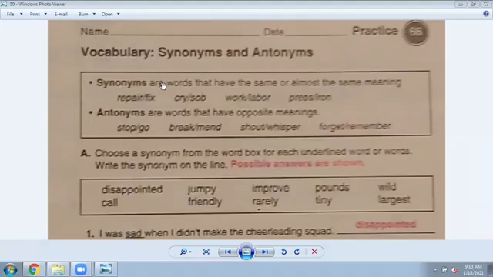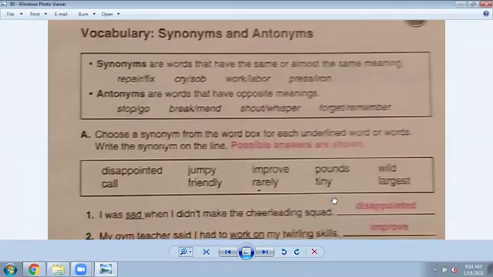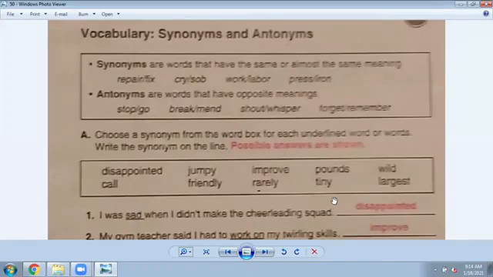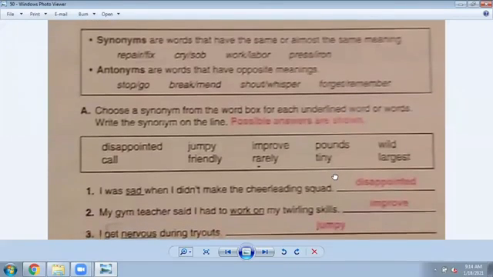Number three. Gotta find some names of people we haven't heard. All right, how about you do number three? I get nervous during tryouts. Which word is a synonym for nervous? Improve. Not improve, no. Improve was the answer to the last question. Jumpy. Jumpy, right, very good. Jumpy means the same as nervous.